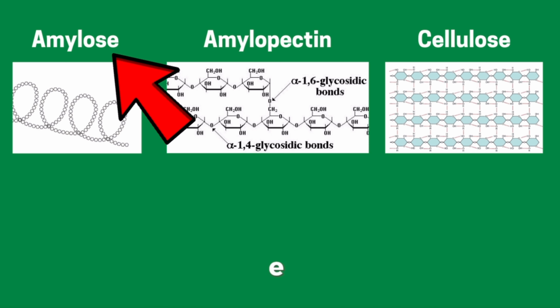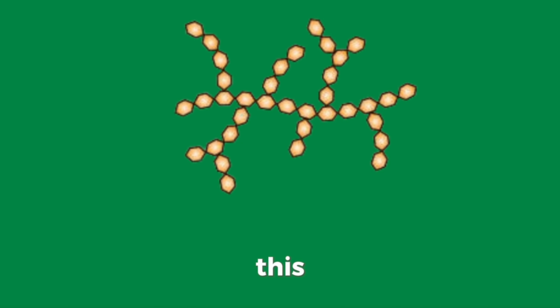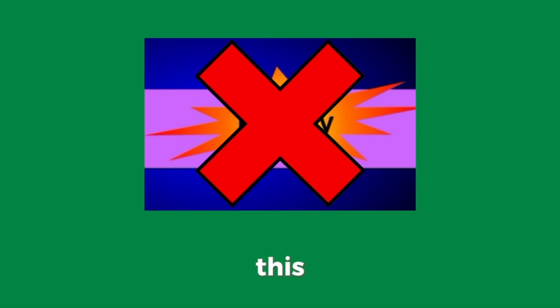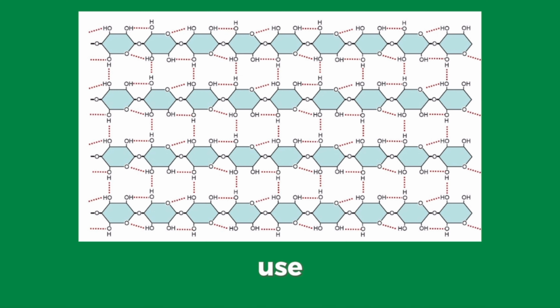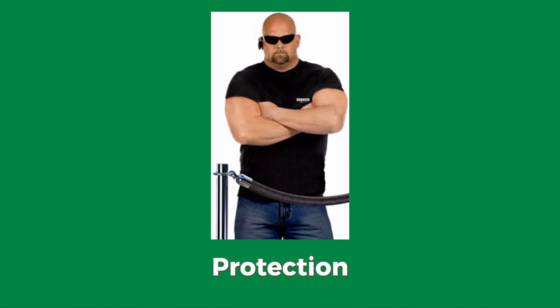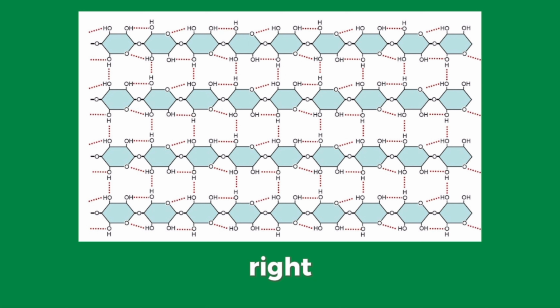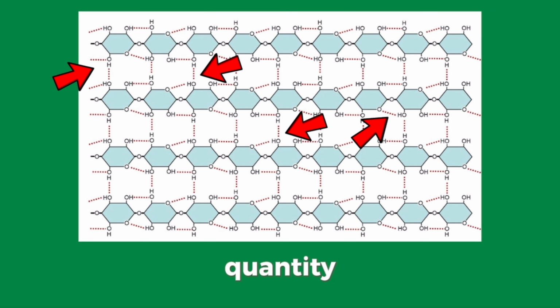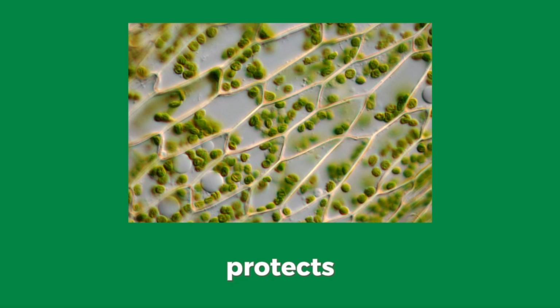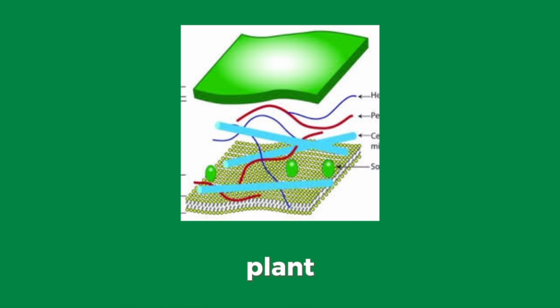And just like amylose and amylopectin of starch, this is also used by plants, but not for energy. The plant doesn't use it for energy. It uses it for protection. Because this massive molecule is so strong, think of it as a bodyguard for the plant. It has such a high quantity of hydrogen bonds between each layer that it's so strong that it protects the plant cell.